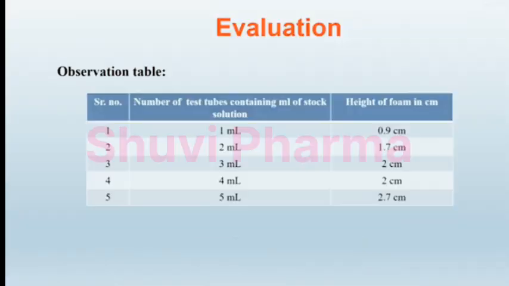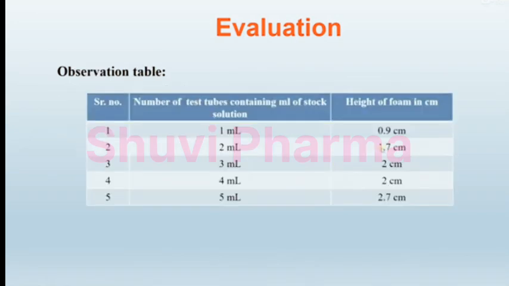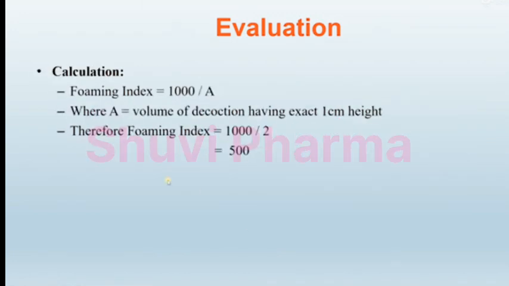So here is the observation table for foaming index. So the number of test tubes containing the stock solution 1 to 5 ml and the height of foam obtained in centimeter. Now we will calculate the foaming index. So the foaming index is equal to 1000 upon A, where A is a volume of decoction having exact 1 centimeter of height. So here you can see 1 centimeter of height was obtained in case of 2 ml of stock solution. Okay, 1.7 centimeter. So we will take this 2 ml as the value of A. Okay, so volume of decoction having exact 1 centimeter of height. So 2 ml of stock solution gave 1.7 centimeter of height. So 1000 divided by 2, the foaming index obtained is 500.